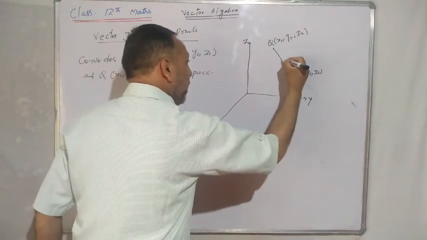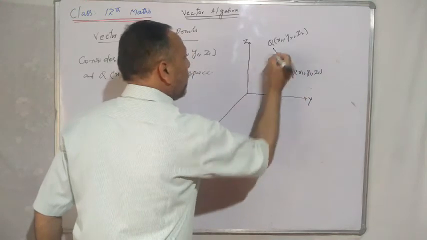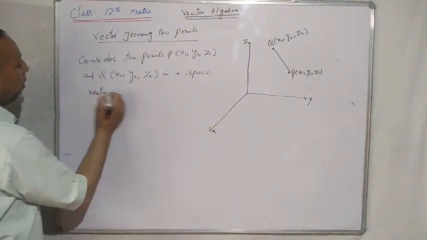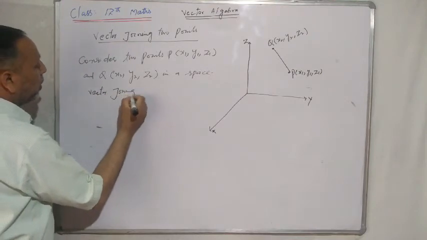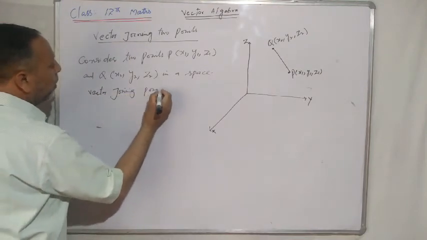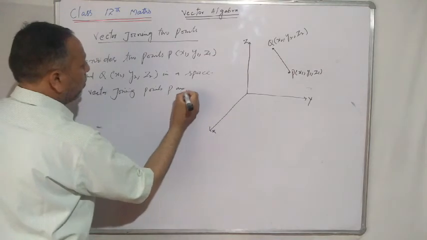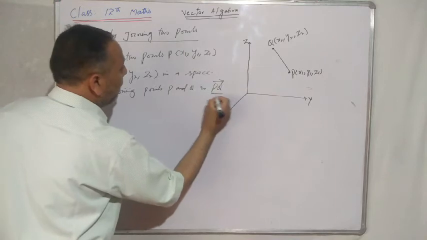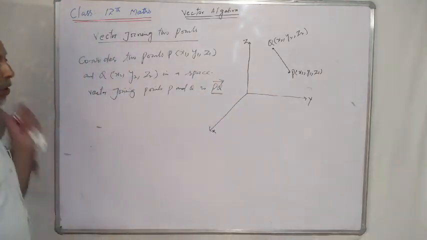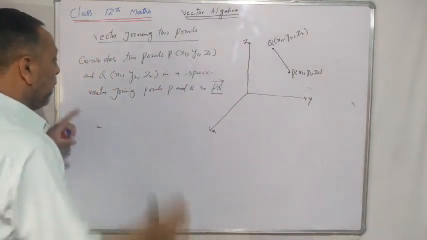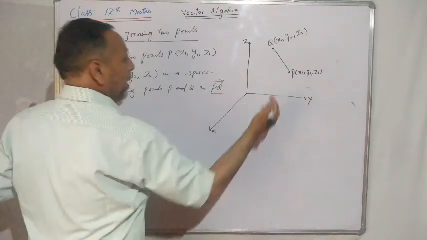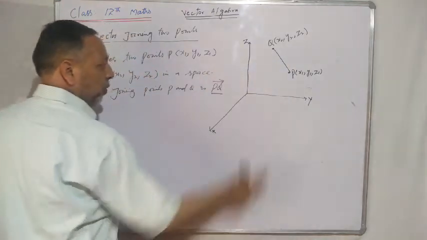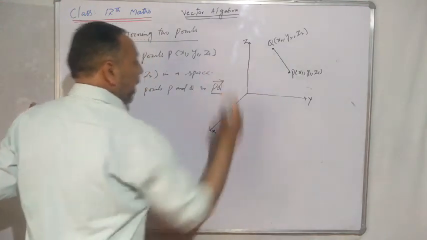Let the vector joining P and Q be vector PQ. We have to find vector PQ. What will vector PQ be equal to? So to find vector PQ, we will find the position vectors of P and Q. Let us find the position vector of P and Q.